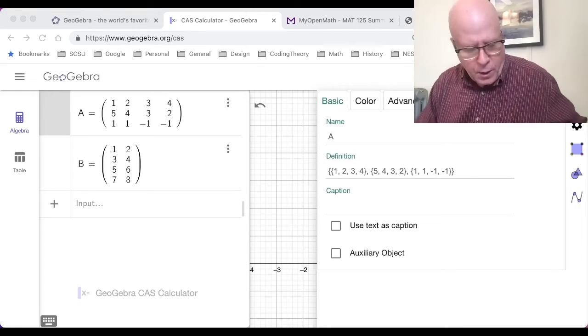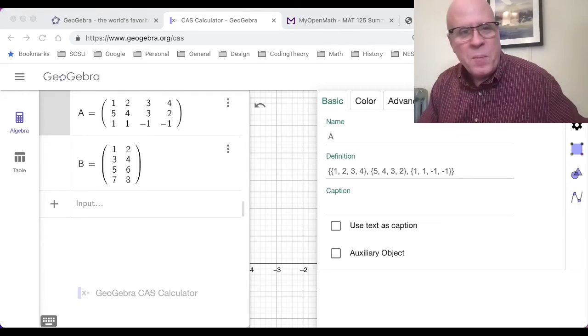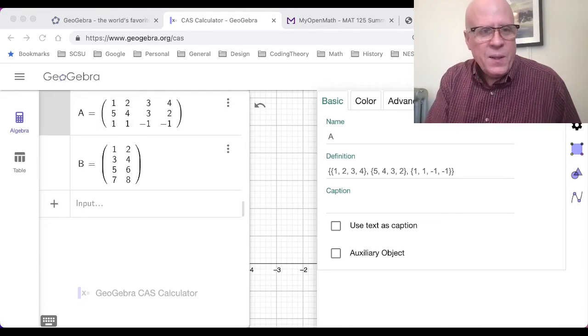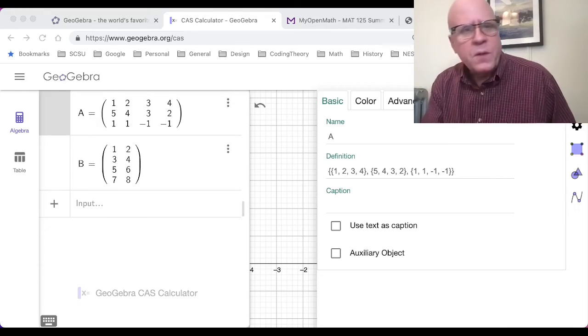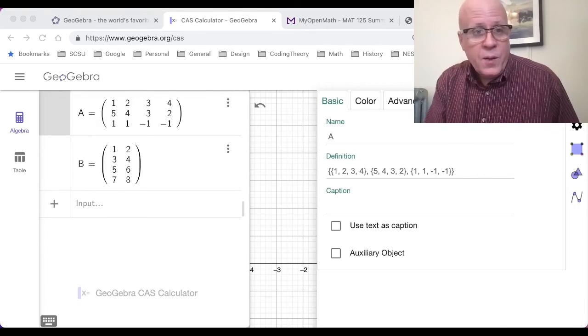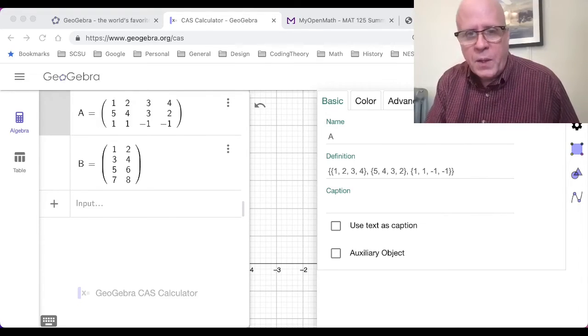All right, I decided I'd save you the pain of watching me enter all the numbers into these things, and I've also tried to blow up the size of things so you can see a little better. For instance, these matrices are never going to be displayed in the graphics view, so I more or less eliminated the graphics view.